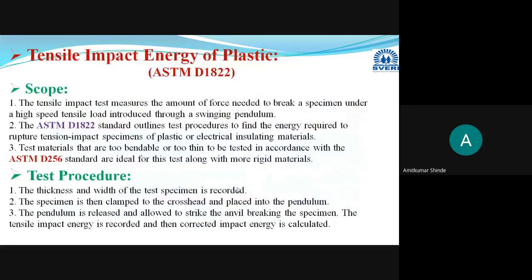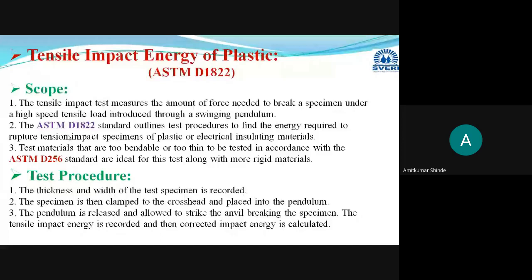Now after this impact testing, the next is the tensile impact energy testing of the plastic component. Please write down the name for each. Make one table consisting of two columns. On the left side, write the name of the test conducted, and on the right side, mention the ASTM standards used.